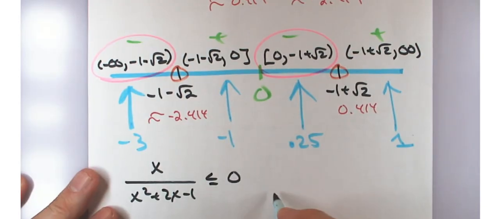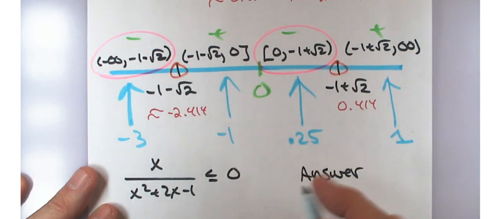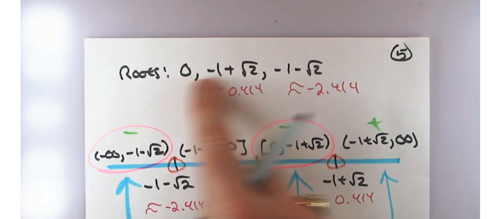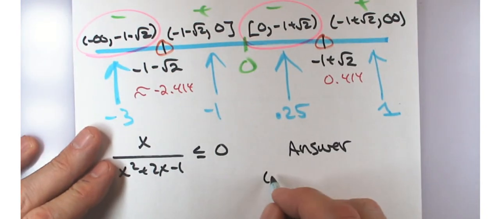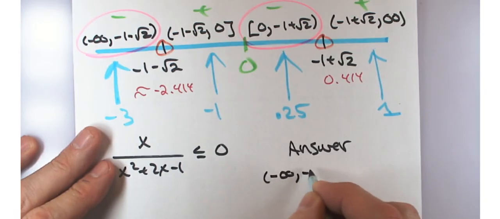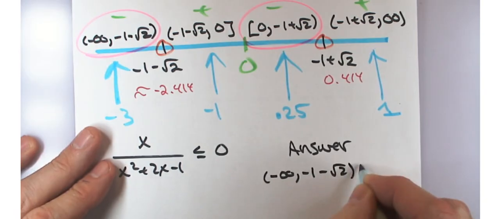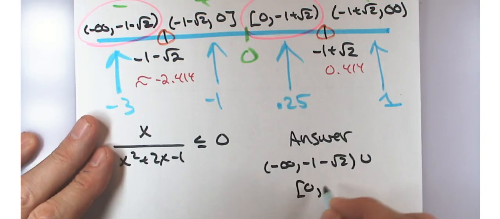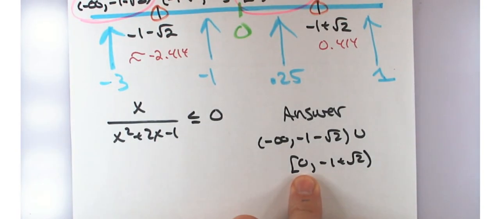So, answer. But your answer is going to be intervals. Please don't just stop when you find these numbers. All right? You're really missing a lot of the problem if you do that. Union 0 to -1 plus the square root of 2. And also another place to lose some easy points is by not putting in the correct brackets or parentheses. Okay. Comments on that one?